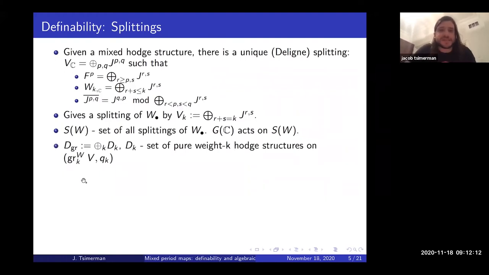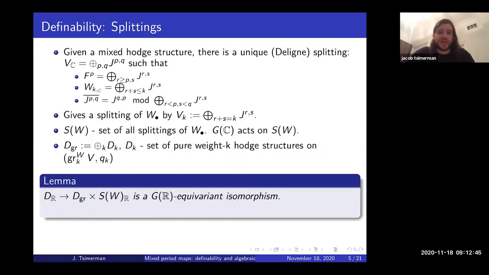Now, as an intermediate step, we're going to consider this D subgraded, which essentially means we're not going to care about the full mixed data. We're only going to care about the pure Hodge structures we get on the graded pieces. That's what this D subgraded means. It's a direct sum. I guess it should be a product, because it's a space. I'm not sure what the best notation is. But this D sub K is just the moduli that we studied yesterday that Bruno talked about, which just parameterizes pure Hodge structures.